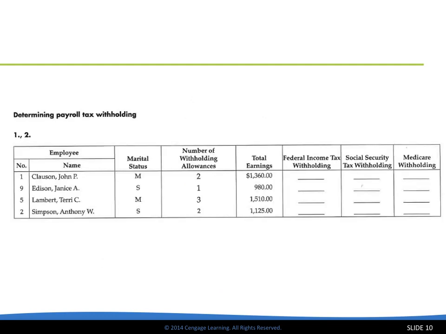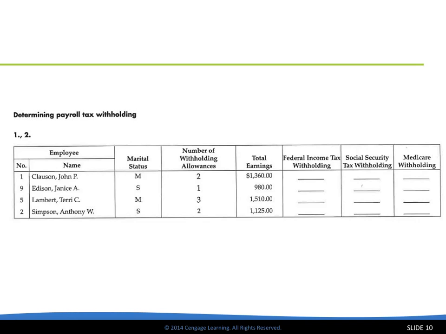Okay, so now we are doing the work together on page 357. We need to calculate the federal income tax withholding, Social Security tax withholding, and Medicare withholding. So first we're going to calculate our federal income tax. To do that, we need to use the table. In your book, you can see a copy of the single table and the married table. They are on page 353 and 354.